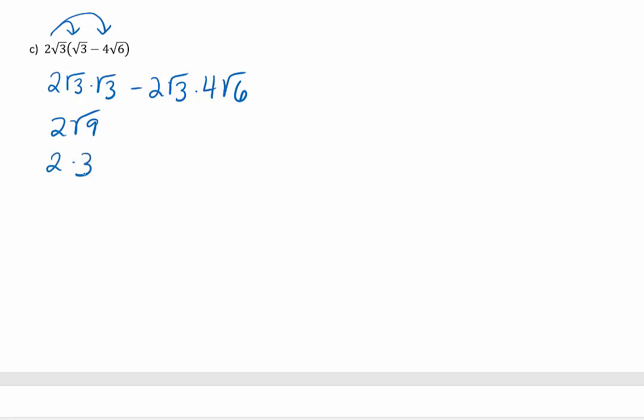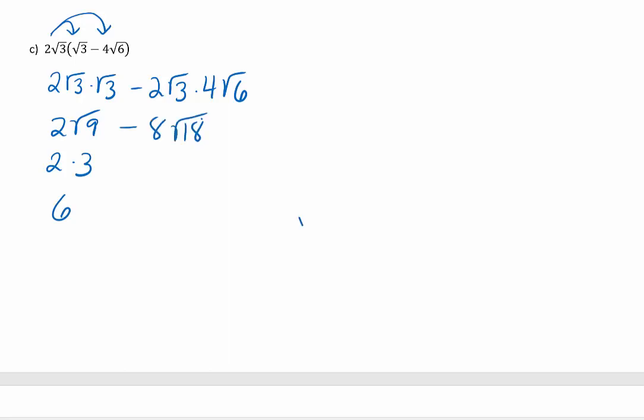Now the distributive property applies to radicals as well. If I want to multiply 2 root 3 by this difference, I'm going to have to distribute it to both terms. 2 root 3 times root 3. I can multiply those radicals together, and I get root 9. 3 times 3 is 9. Now 9 is a perfect square, so I can go further with this. Root 9 is 3, and I'm left with 2 times 3, which is 6.